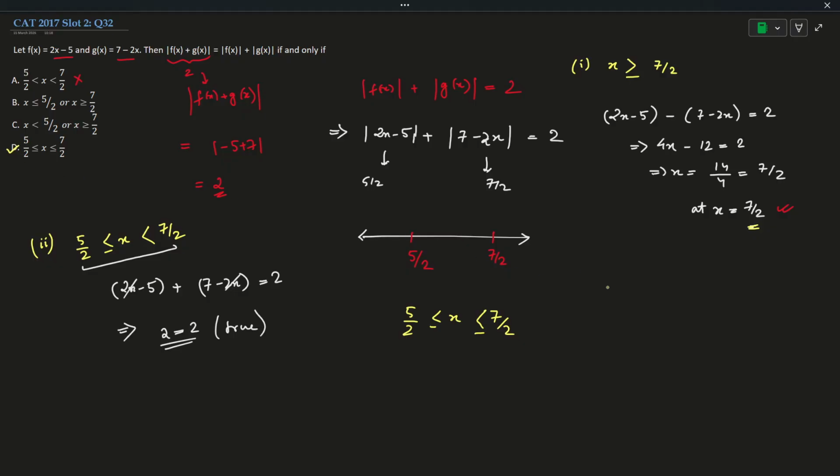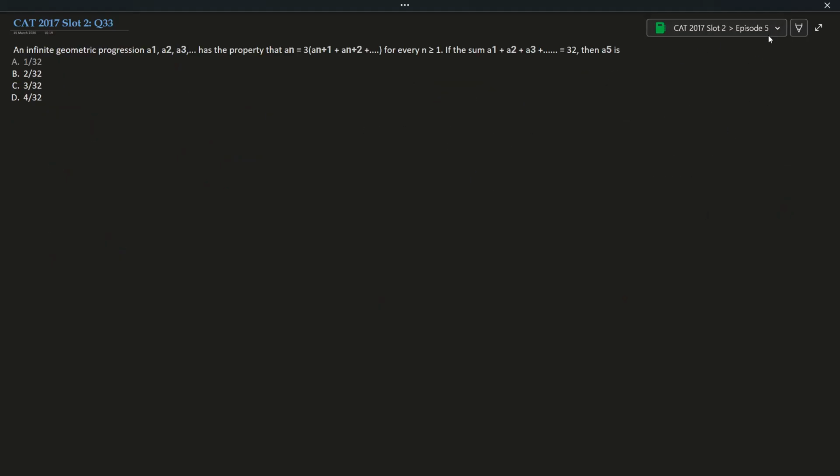No need to check, guys, the third region where x is less than 5 by 2, because we have already found out that x must lie between these two. x can also be equal to 5 by 2 or 7 by 2, and the only option which satisfies this is option D, that is 5 by 2 less than equal to x and less than equal to 7 by 2. Not a difficult one, I would say easy to moderate. Okay, let's move on to the next question.